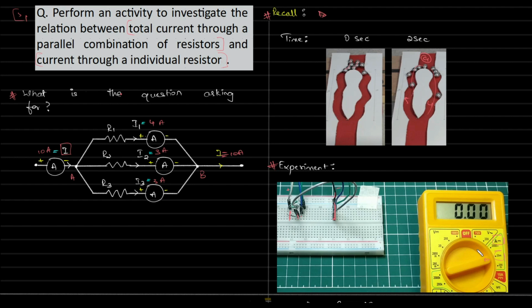I'm using a single ammeter. I'm not going to change the voltage. The source will remain the same, so the scenario will not change. And in between, I'm placing this ammeter in different positions.